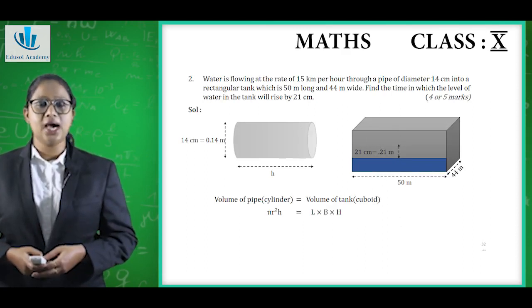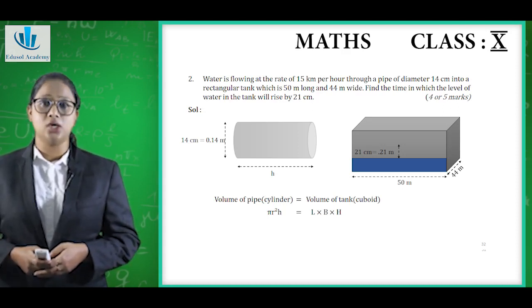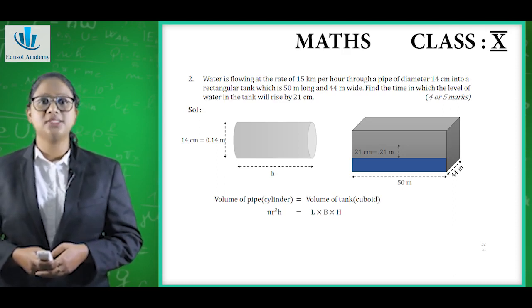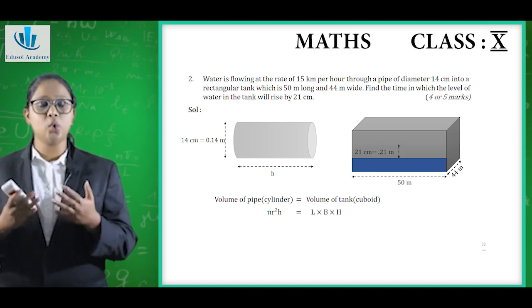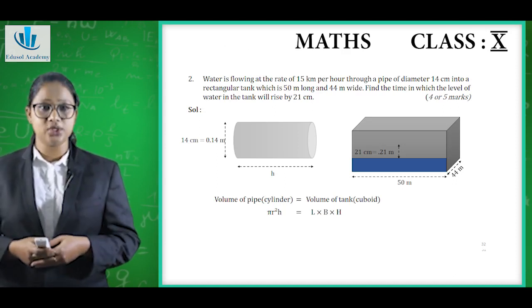Water is flowing at the rate of 15 km per hour through a pipe of diameter 14 centimeter into a rectangular tank which is 50 meter long and 44 meter wide. Find the time in which the level of water in the tank will rise by 21 centimeter. For simplicity, we have shown the illustrations here and marked the dimensions.